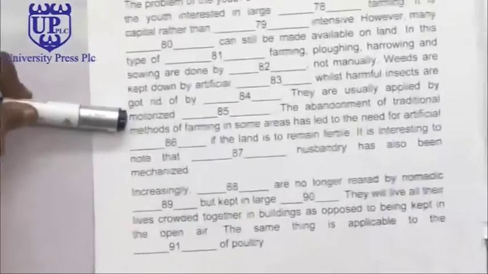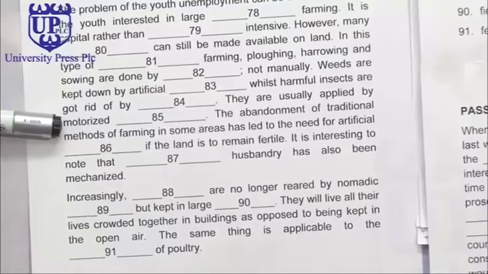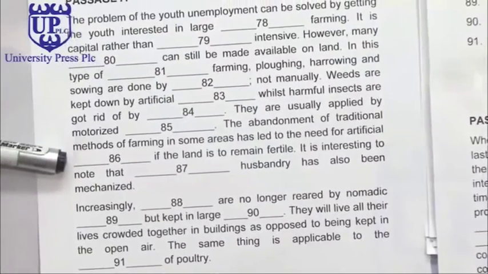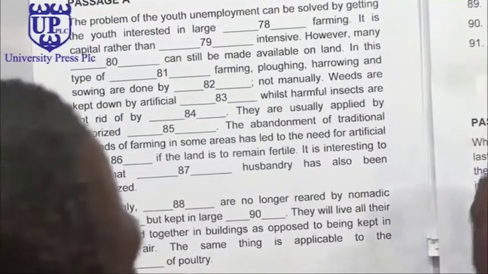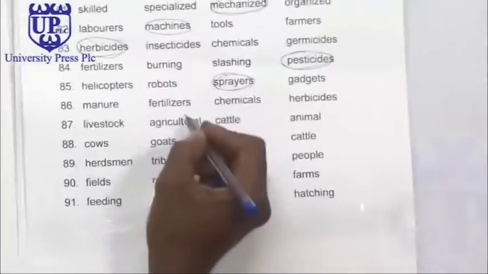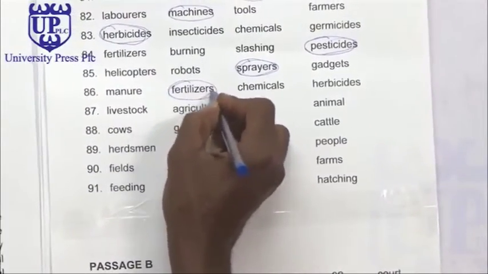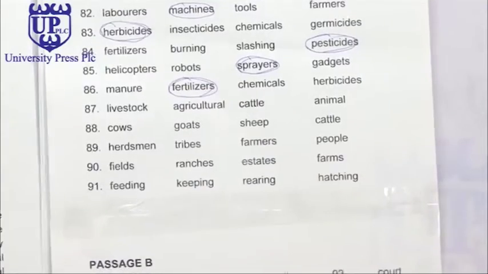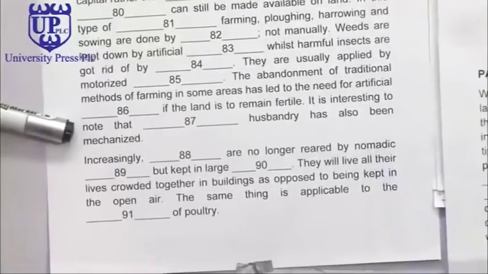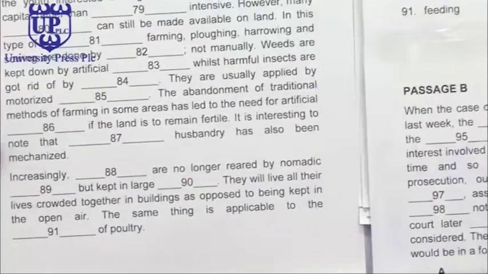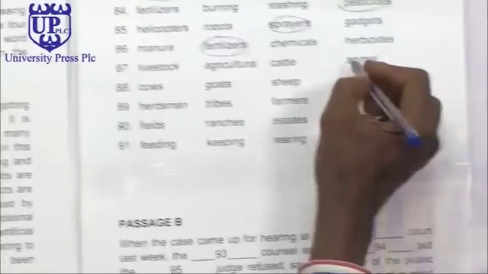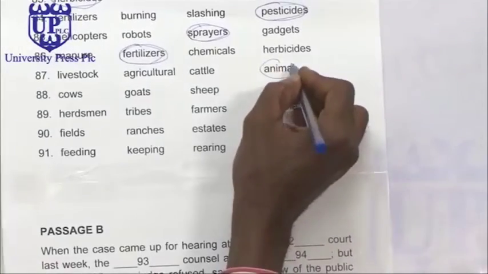The abandonment of traditional methods of farming in some areas has led to the need for artificial fertilizers, if the land is to remain fertile. It is interesting to note that dash husbandry, what type of husbandry? Animal husbandry. You talk about animal husbandry.